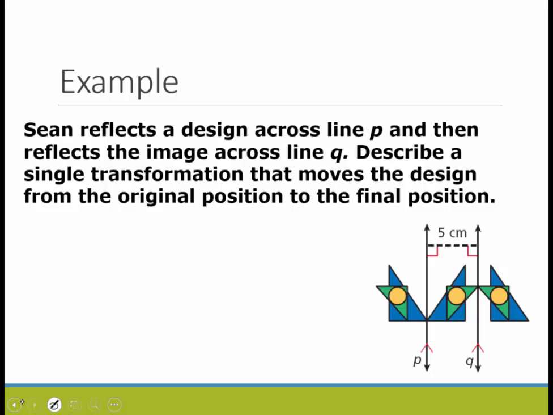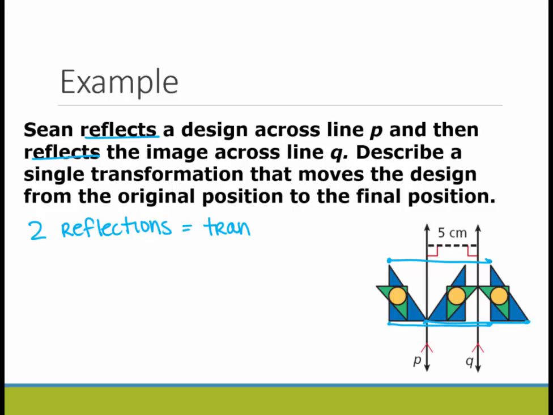So let's say Sean reflects a design across line P and then reflects it across line Q. So two reflections. Describe a single transformation that moves the design from the original position to the final position. So here to here, here to here, and here to here. So because he reflected it twice, two reflections equals a translation.